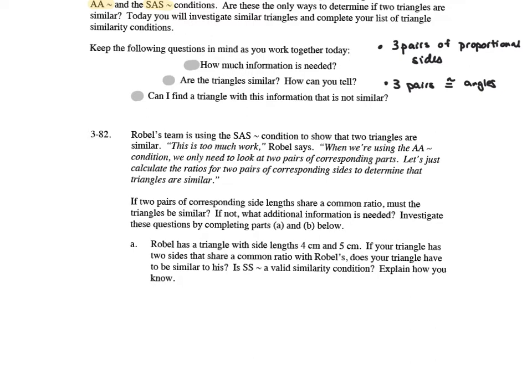Okay, so we're going to start here. Robles' team was using the side-angle-side similarity condition to show that two triangles are similar. This is too much work, Robles says. When we are using the angle-angle condition, we only needed to look at two pairs of corresponding parts. Let's just calculate the ratios for two pairs of sides to determine if the triangles are similar. Okay, so if two pairs of corresponding sides share a common ratio, do the triangles have to be similar? If not, what additional information is needed? And that's what we're going to look at today.